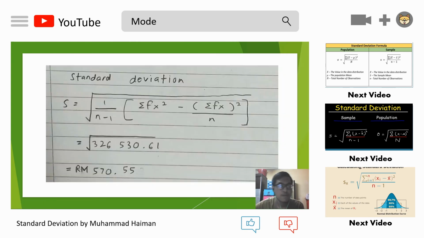So after we have found the value of variance, we can just find the standard deviation value by using this formula. If you notice, the formula here is the same as the variance formula. So we can just put the value of the variance in here and put the square root here. So it will be square root of 326,530.61. So the value of standard deviation will become RM 570 and 55 cents.